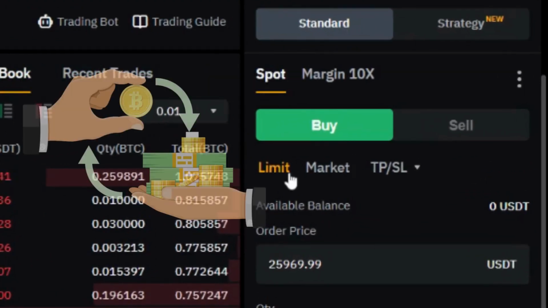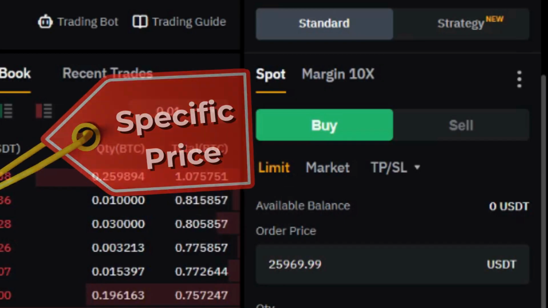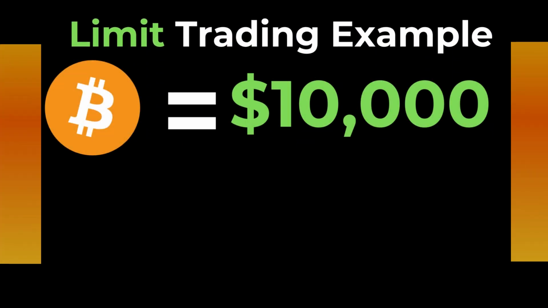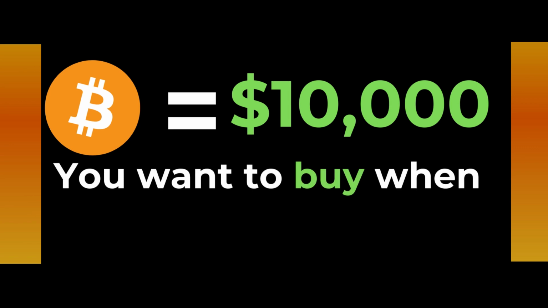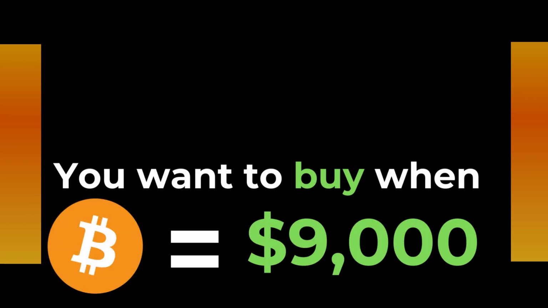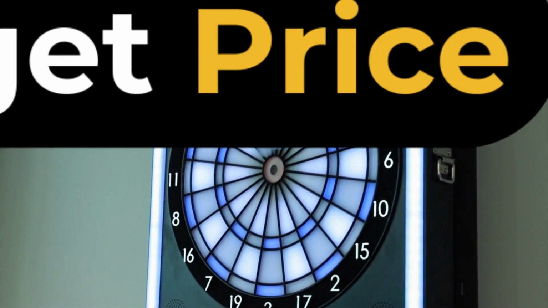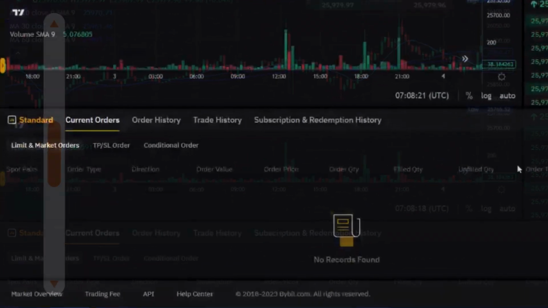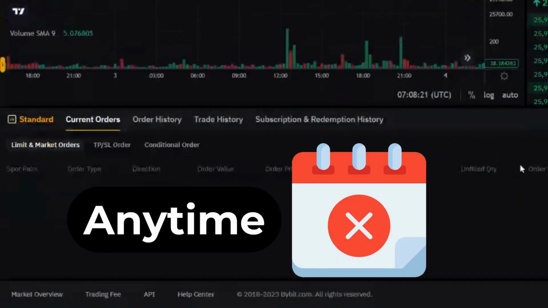The limit tab allows us to buy crypto for a specific price. Let me give you an example. Let's say that Bitcoin's price is $10,000 and you want to buy one Bitcoin at $9,000. When the price of Bitcoin reaches that target price, the order will be filled. You can also check your order status, scrolling down below. You can cancel your order at any given moment.